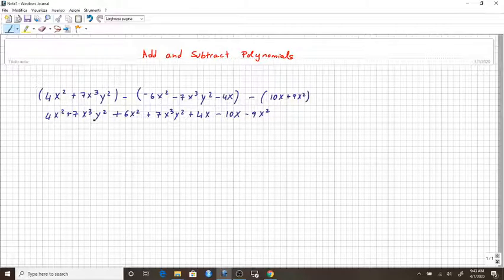Alright, let's combine like terms. Notice that here we have 2 variables, x and y. So 7x cubed y squared plus 7x cubed y squared can be added to make 14x cubed y squared.